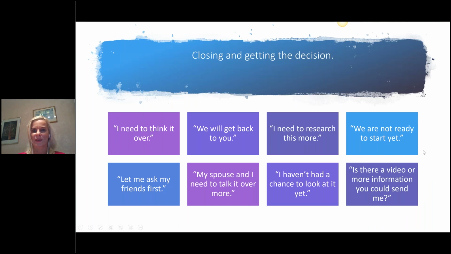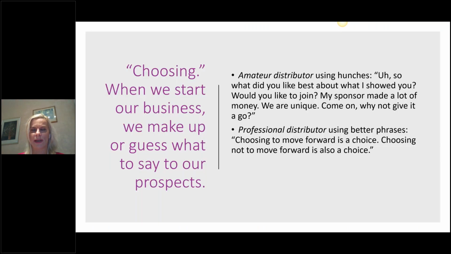All right. So closing and getting the decision. 5 minutes to go. You all have heard this. I need to think it over. We will get back to you. I need to research this more. We are not ready to start yet. Let me ask my friends first. My spouse and I need to talk it over more. I haven't had a chance to look at it. Is there a video or more information you could send me? Sure there is. So choosing.